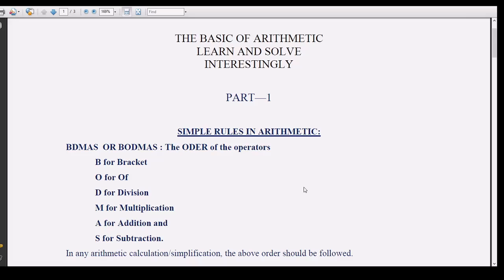Here in this part of the video, we shall discuss the basics of arithmetic, and you will learn and be able to solve problems in arithmetic interestingly. Okay, here let us discuss part 1, the simple rules in arithmetic.